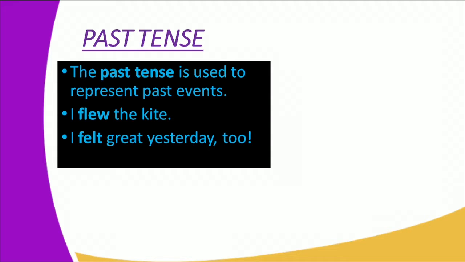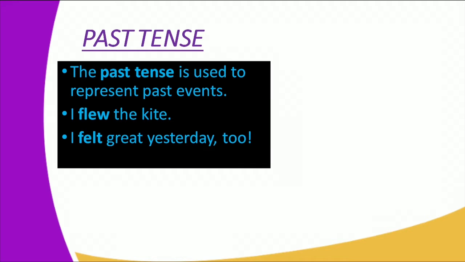Next, we have the past tense. And whenever we talk about the past tense, then we are talking about something that occurred in the past time. It could be 10 seconds ago. It could be 1 hour ago. It could be a day ago. It could be a week ago. It could be a year ago. It could be even a decade ago.